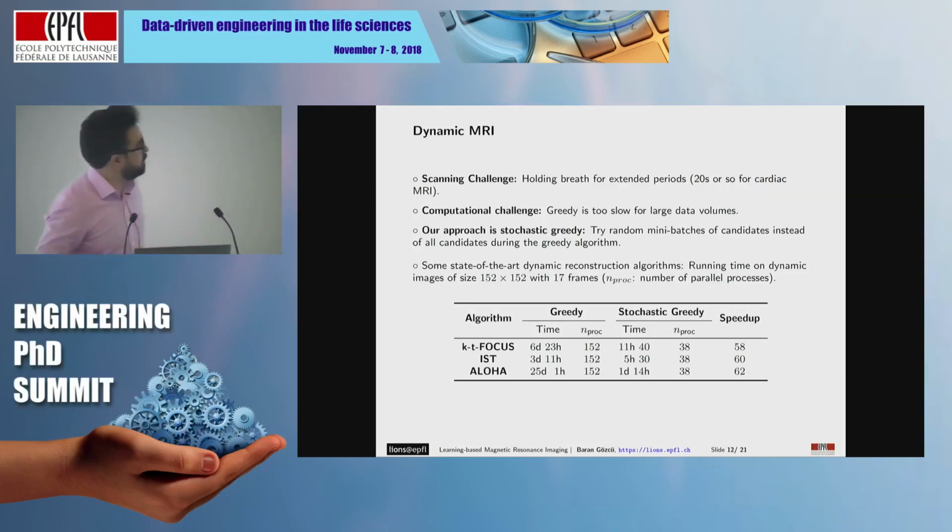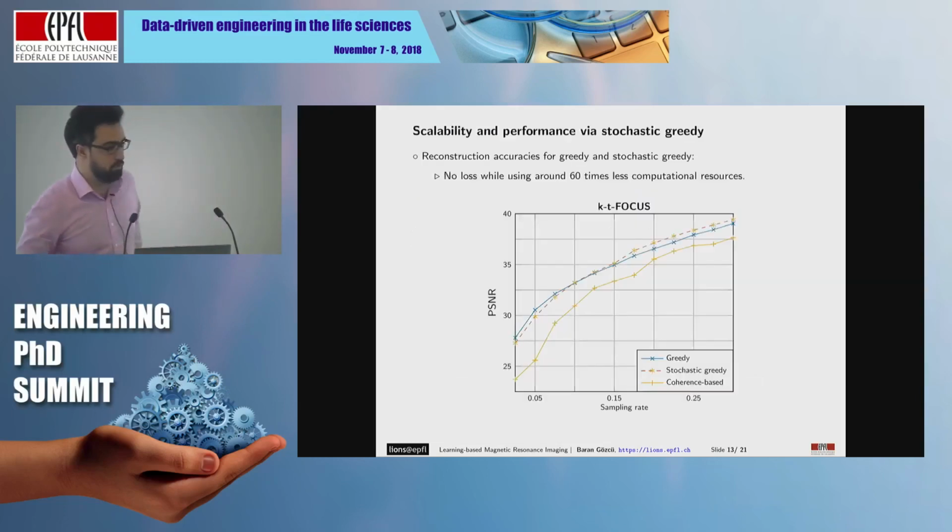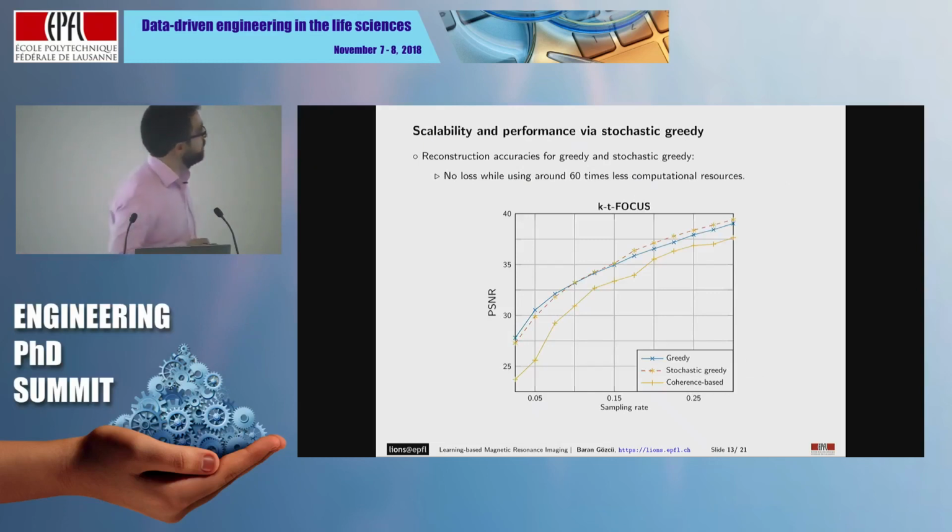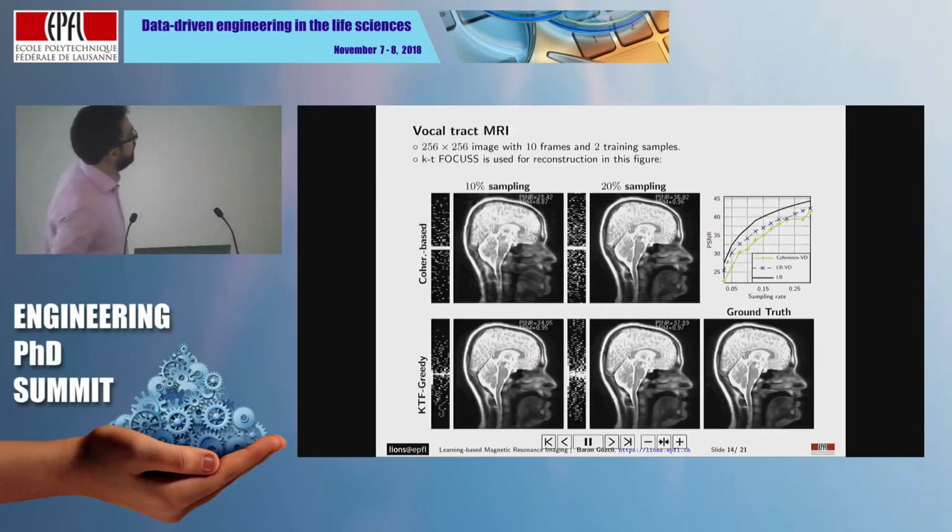And one can ask whether we lose something when we speed up the algorithm. It turns out that we don't lose much. Stochastic and greedy give very close performance. In some sampling rates, stochastic gives even better performance, and it's still better than a model-based method.